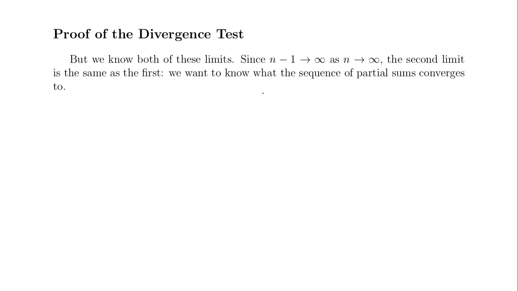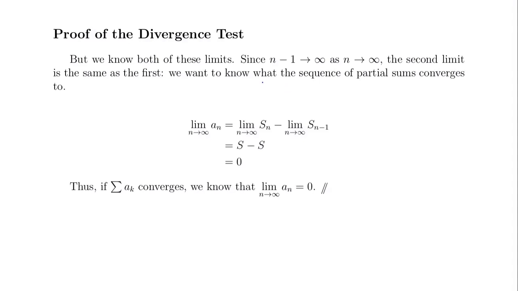Notice that as n goes to infinity, n minus 1 also goes to infinity. What that means is that s sub n minus 1 is going to approach s as well. Either way, we're looking at the limit of this sequence of partial sums. So this limit that we had is really just s minus s, but those are the same value, and so the term has to go to 0.